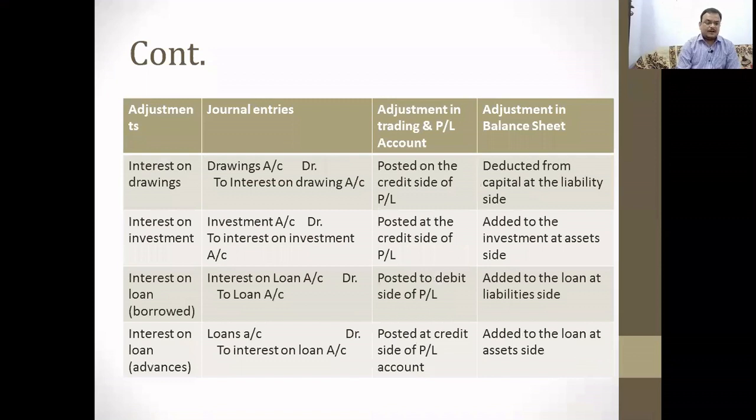Okay, now interest on drawings. So drawing account debit to interest on drawing account, and it should be posted on the credit side of profit and loss account and deducted from the capital at the liability side. So interest on drawing should be shown at the credit side of profit and loss account and deducted from capital at the liability side.